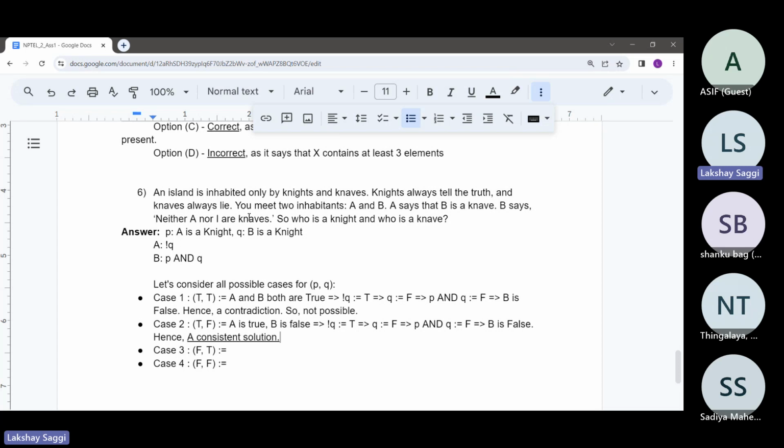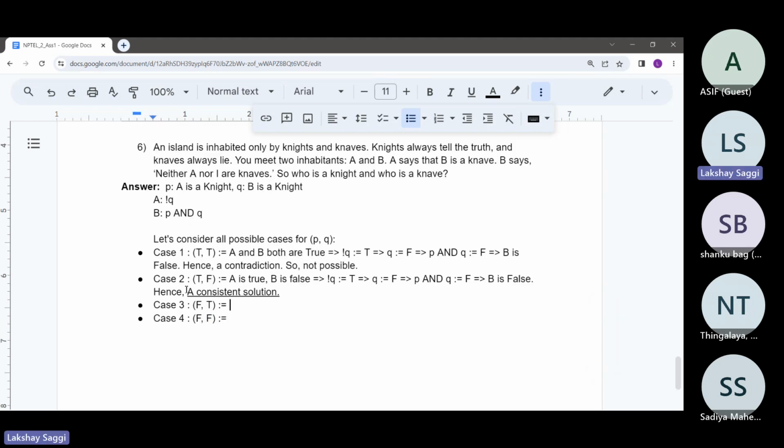Note that there can be multiple possible cases. It needn't necessarily be that A and B both are knights. These statements might hold true if both are knights, or let's say both are knaves. So we need to check all cases and see in how many of those these statements make sense. So at least we know that both cannot be knights. One possible solution we have is A is a knight and B is a knave. Now let's just try the other two cases also.